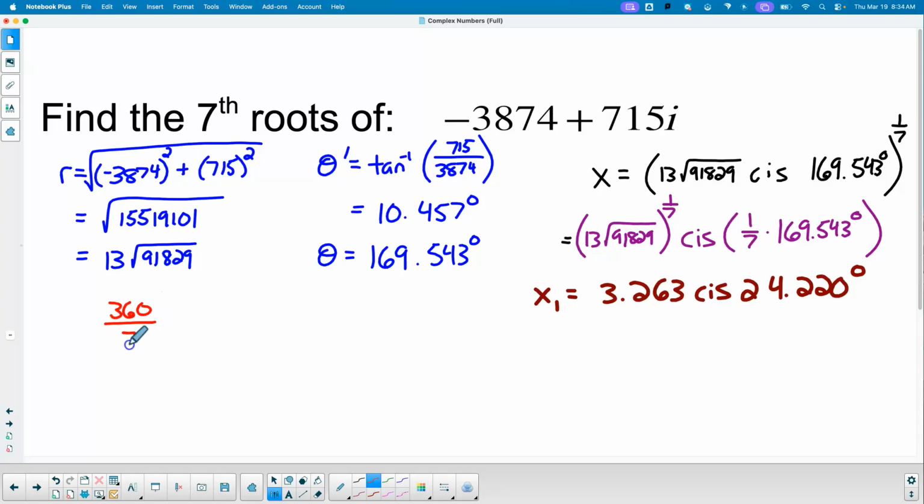Then 360, I chose 7 for a reason. Actually, the original one I had was 11, but I didn't want you to have to write this down 11 times. So I'm going to store that as z. All right, so then 360 divided by 7 is 51.429 degrees.